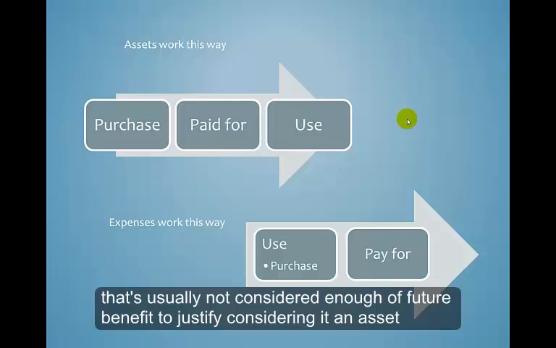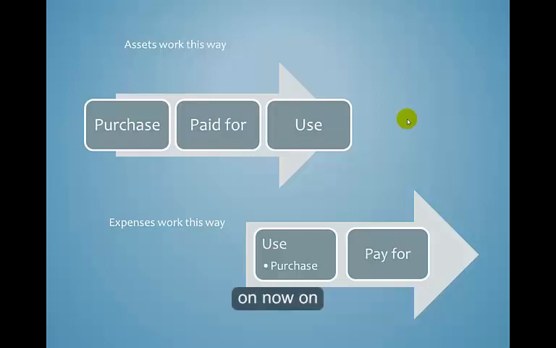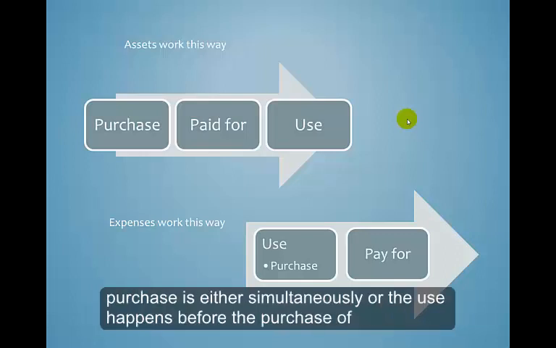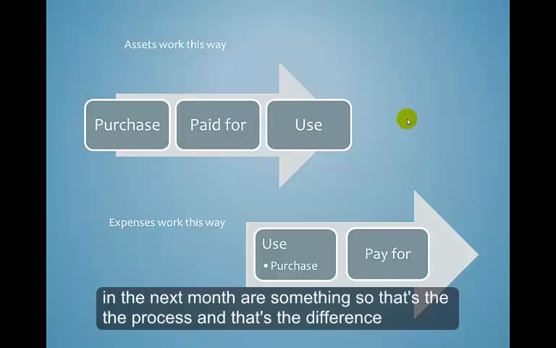Expenses work this way: you use or purchase it now, and you may pay for it later. You may pay for it now, it doesn't really matter, but the use and the purchase is either simultaneous or the use happens before the purchase. Like your electricity, in that you use it and then you get the bill, which is really the purchase part, and then you pay for it later, in the next month or something. So that's the process, and that's the difference.